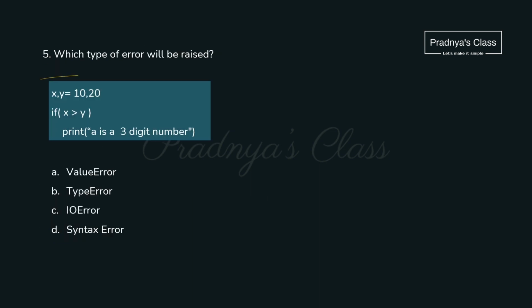Look at the next question. What type of error will be raised? In the code, we are initializing 2 variables. In the next statement, there is an if. But here the colon is missing. It is a syntax error. We did not write the syntax of the programming language correctly.